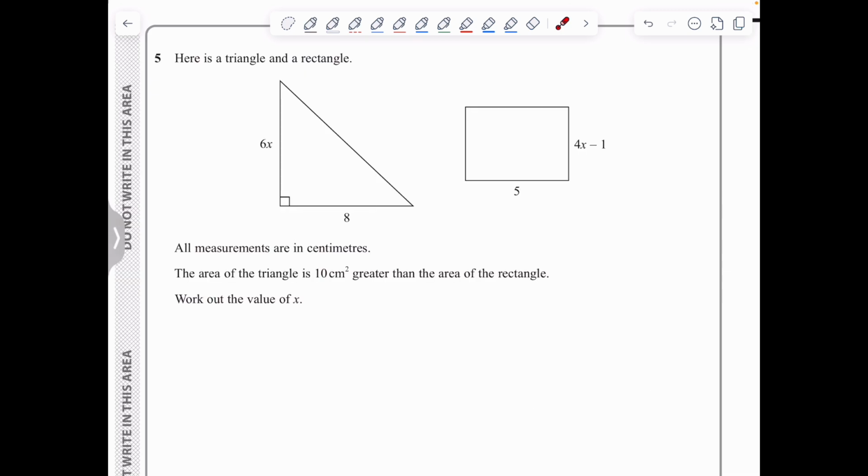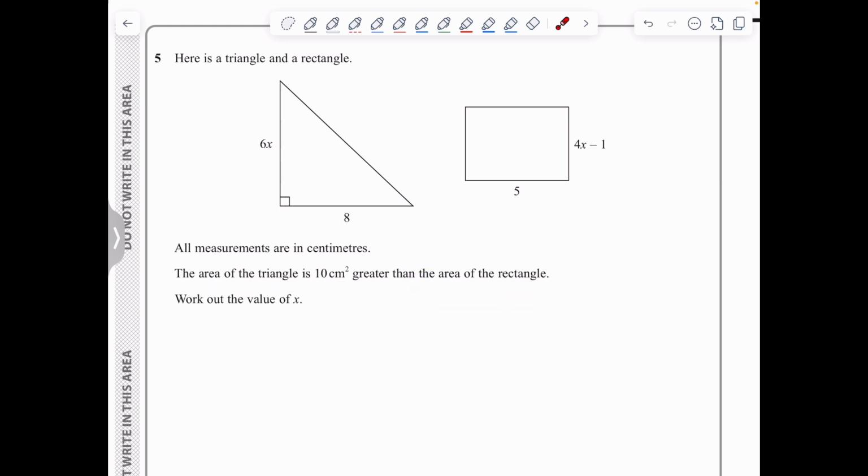In question 5, we're given the triangle and the rectangle shown here. All measurements are in centimeters, and additionally we are told that the area of the triangle is 10 square centimeters greater than the area of the rectangle, and we need to work out the value of x.